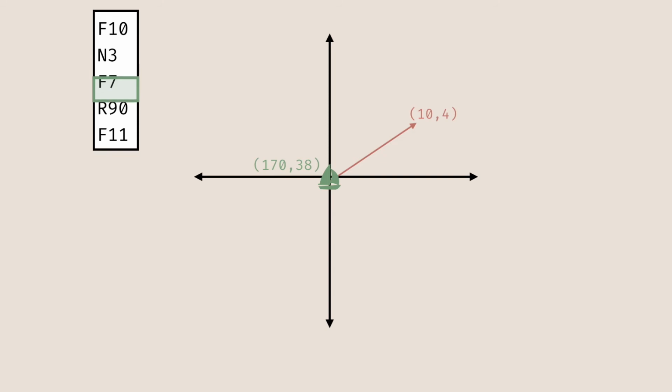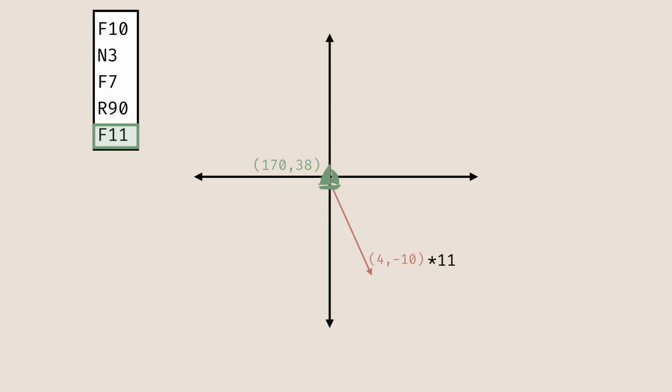Here we have R90. What this refers to is manipulating the waypoint once again, but this time I rotate the waypoint clockwise 90 degrees around the ship. So that has this effect. Now my waypoint, if I did that rotation around the origin, would give me position 4, -10 for the waypoint. When I proceed to the next input of my file, in the last one, I have F11, which means move toward the waypoint 11 times over.